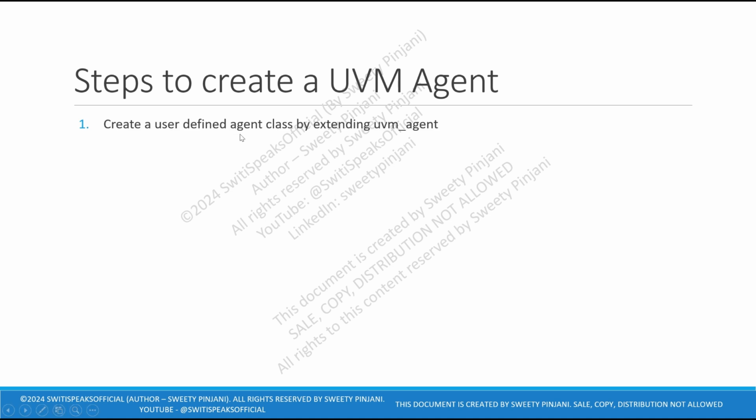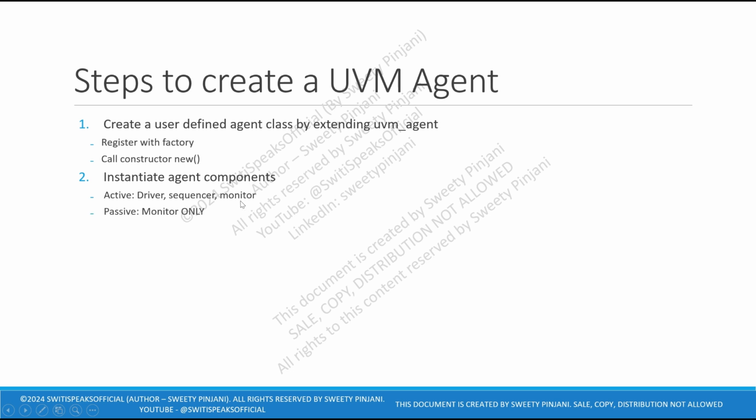First, you need to create a user defined agent class by extending your uvm_agent. uvm_agent is an inbuilt class provided by UVM. You will register your user defined agent class with the UVM factory, and you will call the constructor new. The second step is you need to instantiate the components inside your agent. If it is an active agent, you will have driver, monitor, sequencer. If it is a passive agent, you will only have monitor.